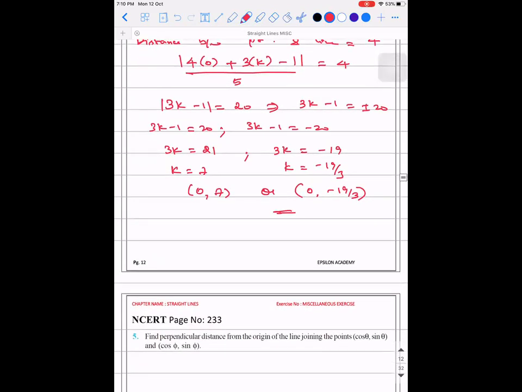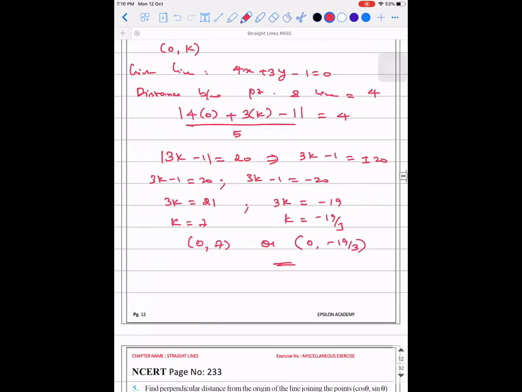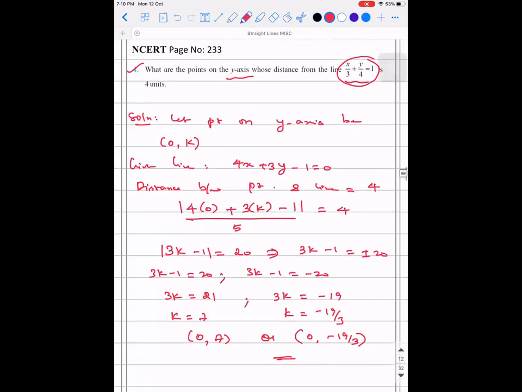But the book back answer is given different. Book back, what is the answer given? 0, minus 8 by 3 and 0, 32 by 3. Exactly, I made a mistake. It should be minus 12 instead of minus 1.